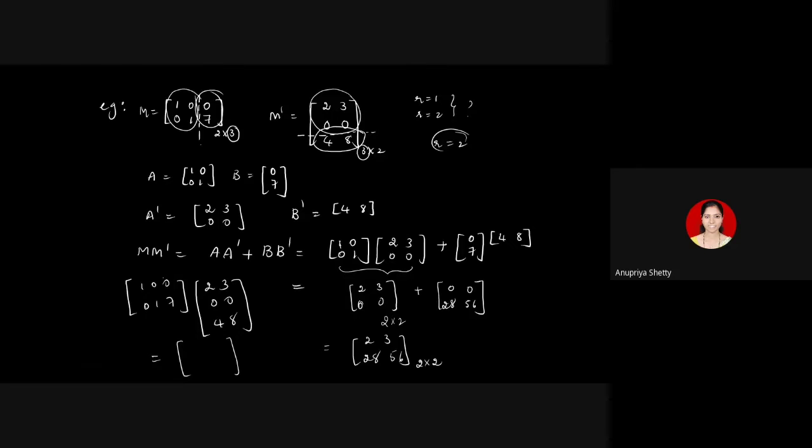1 into 2 plus 0 into 0 plus 0 into 4, so you get 2. 1 into 3 plus 0 into 0 plus 0 into 0, so you get 3. 0 into 2, 1 into 0, 7 into 4, so it is 28. 0 into 3 plus 1 into 0 plus 7 into 8, that is 56. So you get the same matrix. Either you can use the actual method of matrix multiplication or block multiplication. The resulting matrix would be the same.